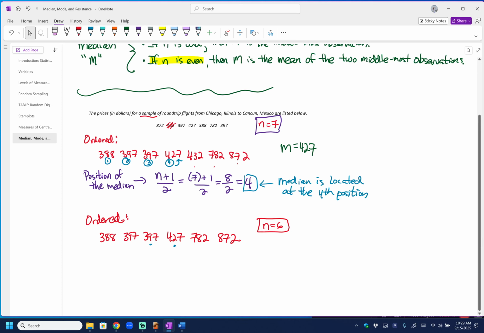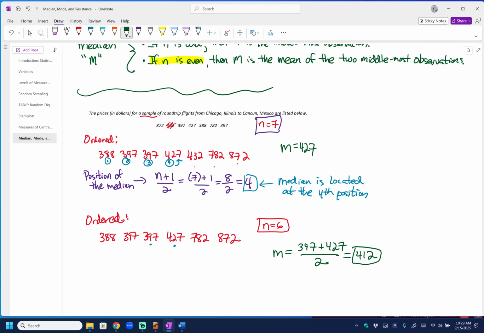So in this scenario, we'll write it over here. The median is going to be equal to 397 plus 427 divided by 2, just like we normally do for an average or mean. If we do the math, we end up with 412 as the median in this example, which is the number halfway between these two numbers. But again, let's show you using the position formula.